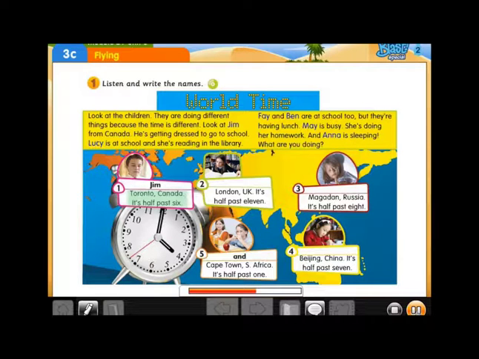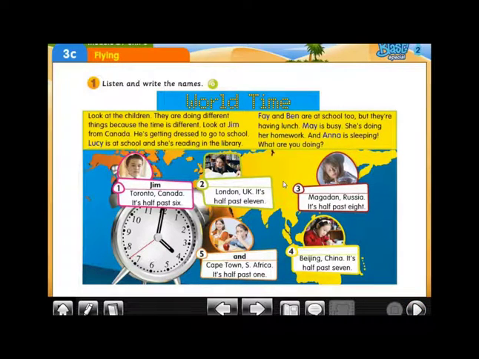1. Toronto, Canada. It's 6:30. 2. London, UK. It's 11:30. 3. Magadan, Russia. It's 8:30. 4. Beijing, China. It's 7:30. 5. Cape Town, South Africa. It's 1:30.